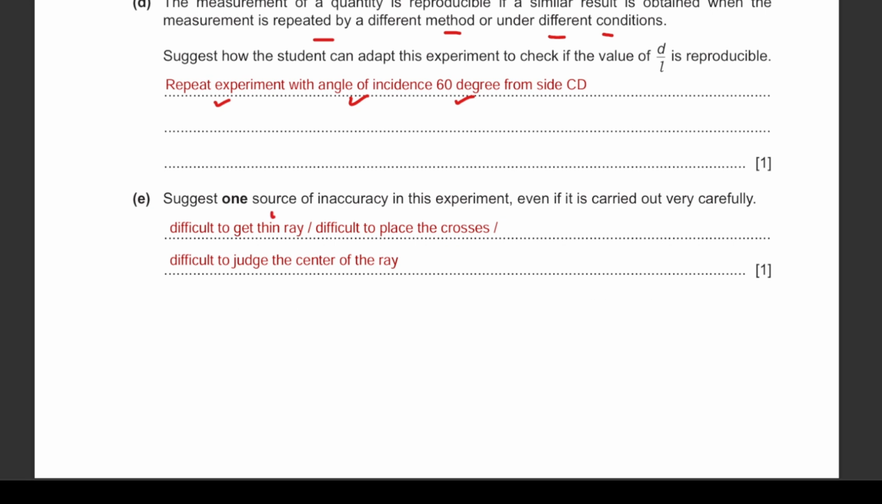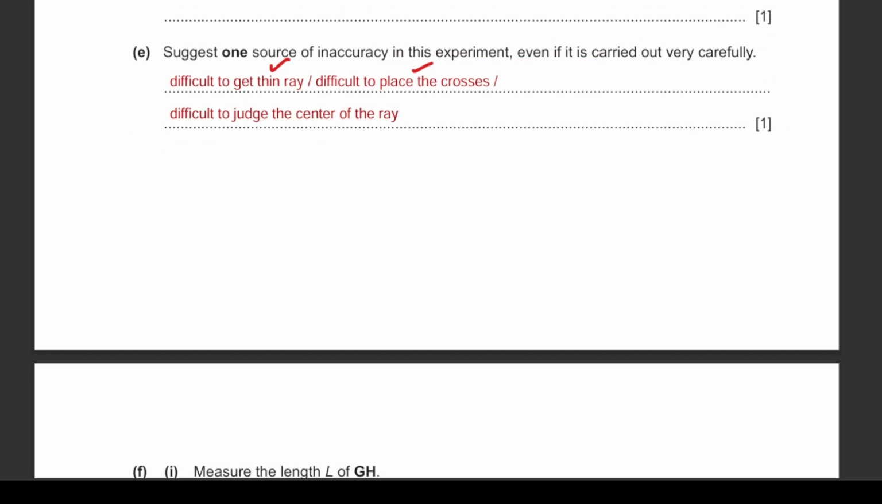It's difficult to set up a thin ray and still be able to see it in the dark room. Difficult to place a pin, it definitely is. So when the light rays are passing through, you have to place thumb pins or common pins on those places while you're looking at them from this side, so that they are exactly in the same line of sight as each other.